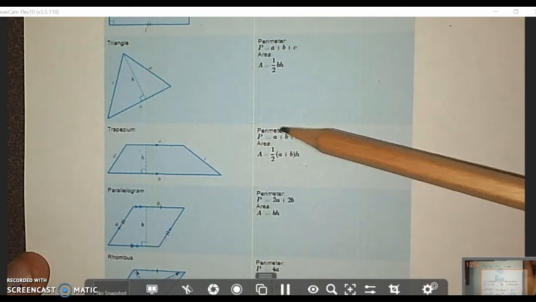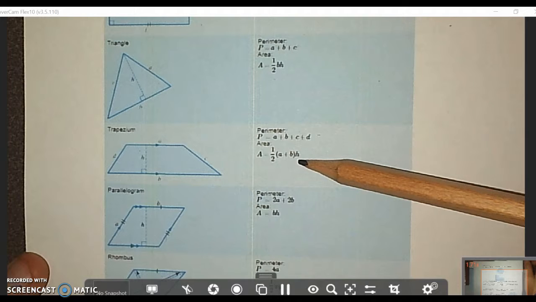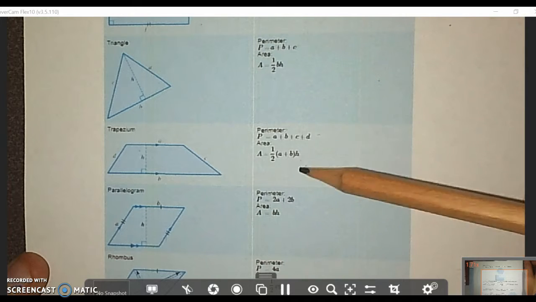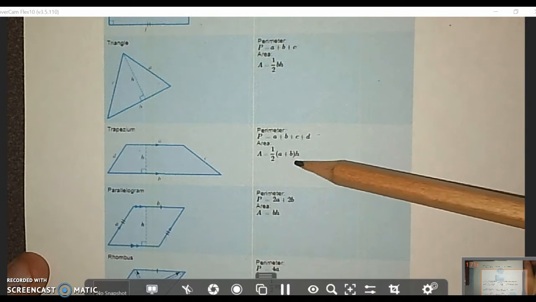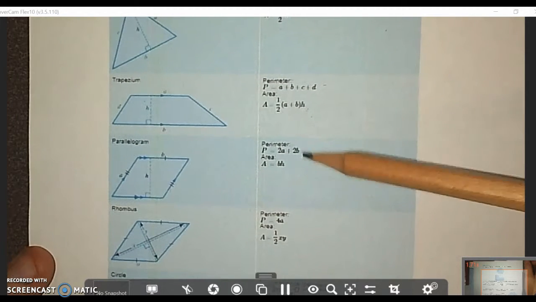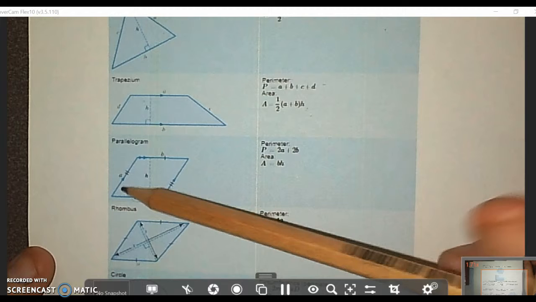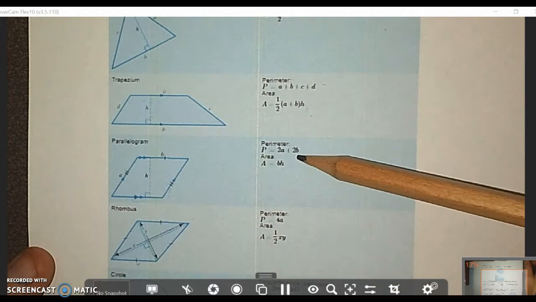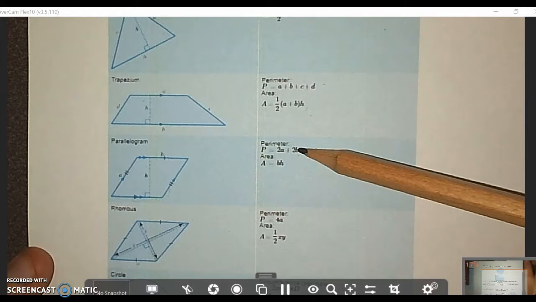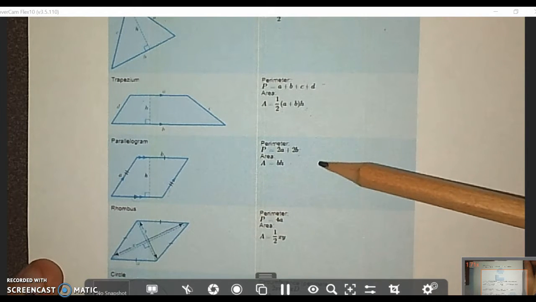So the perimeter is all 4 sides added together, and the formula for a trapezium, you add the top and the bottom together, divide by 2, and then multiply by its height. And we have a parallelogram, and because the lengths of these sides on the top are the same and the ones on the side are the same, the perimeter is 2 times the length of the top plus 2 times the length of the sides, and the area is the base times the perpendicular height.